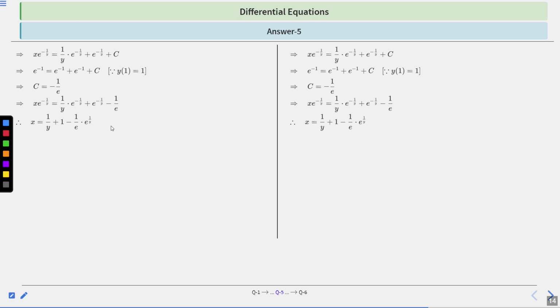Therefore, by putting the value of t, you will get x e to the power minus 1 by y is equal to 1 by y e to the power minus 1 by y plus e to the power minus 1 by y plus c, right? Now, since y(1) is equal to 1, therefore e to the power minus 1 is equal to e to the power minus 1 plus e to the power minus 1 plus c. Right, therefore c becomes minus 1 by e, right? Therefore, after putting the value of c, you will get the equation as x e to the power minus 1 by y is equal to 1 by y e to the power minus 1 by y plus e to the power minus 1 by y minus 1 by e.